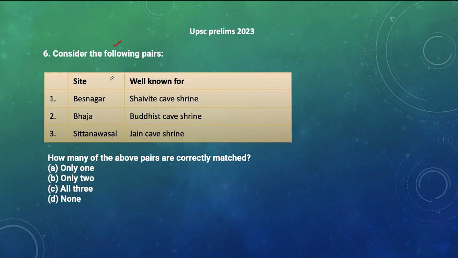Consider the following pairs. So here they are asking us to match the cave architecture. That's what I am telling. Cave architecture and temple architecture both are repeated themes in UPSC prelims in art and culture segment.